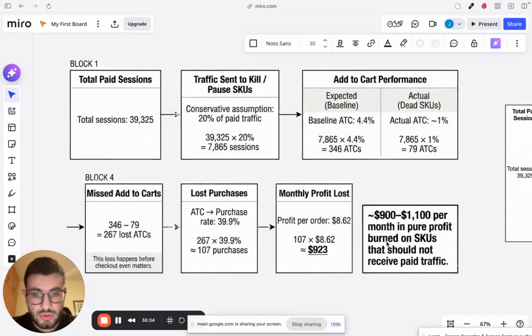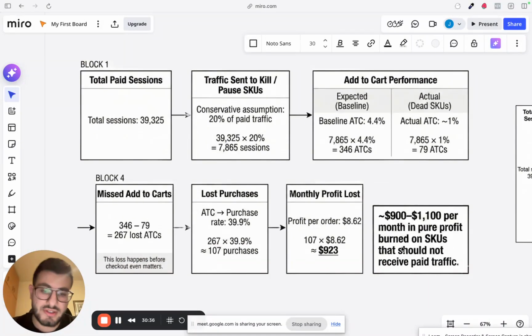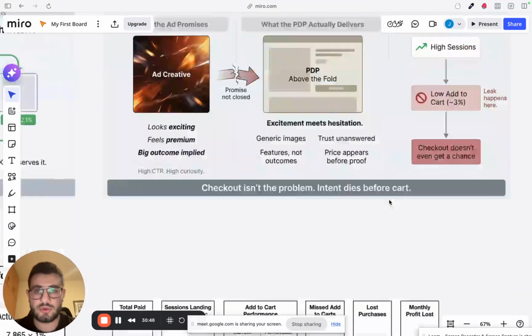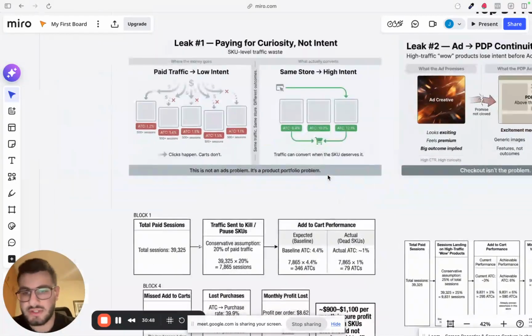Actually, it is pure profit. So yes, it should be. This is why this is block A, step one. Now the leak two. That was leak one.